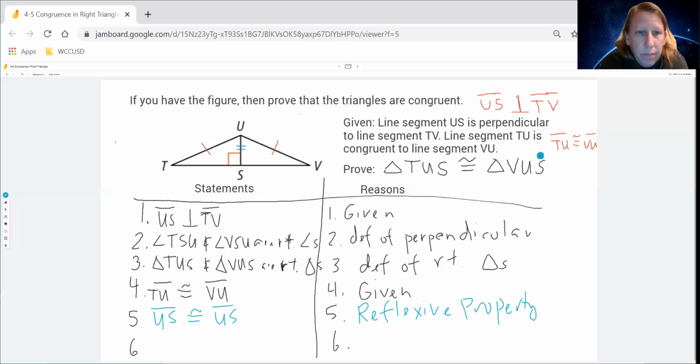Okay. Did I prove what I wanted to prove? Did I show that we have a pair of hypotenuses and a pair of legs that match up? I did. And did I point out to whoever's looking at this that there is in fact a right triangle? Yes. So we can write our answer. Triangle TSU, same size and shape as triangle VUS because of the hypotenuse leg triangle theorem.